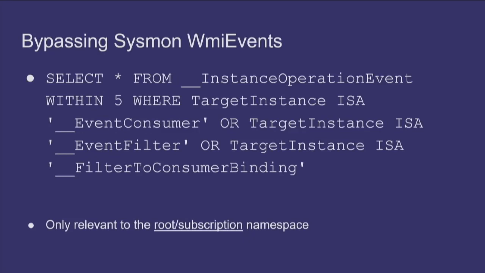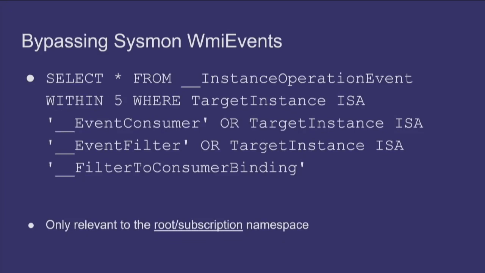Now, when you register WQL event queries, they are going to be specific to a WMI namespace. So there's a ton of WMI classes, and they're all organized and stored in different namespaces. So the reason that this is specific to the root subscription namespace is because, well, that is the most common namespace in which the three components of WMI persistence, and that's event filters, event consumers, and filter to consumer bindings, would live in. So let's parse this out a little bit.